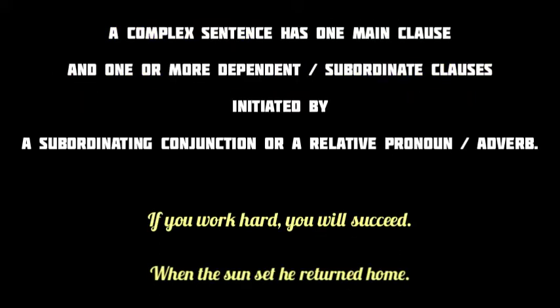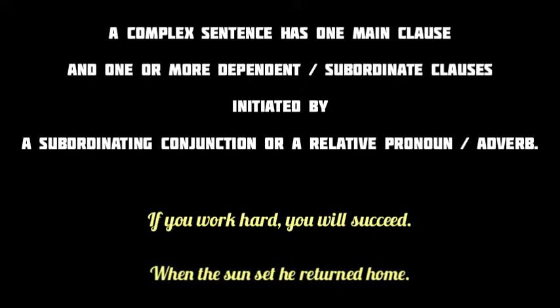On the other hand, in a complex sentence, we have one main or independent clause and one or more dependent or subordinate clauses. The subordinate clause in the complex sentence is introduced either by a subordinating conjunction or a relative pronoun or relative adverb. In the complex sentence, if you work hard, you will succeed, if you work hard is the subordinate or dependent clause initiated by the subordinating conjunction if, and you will succeed is the main clause here.